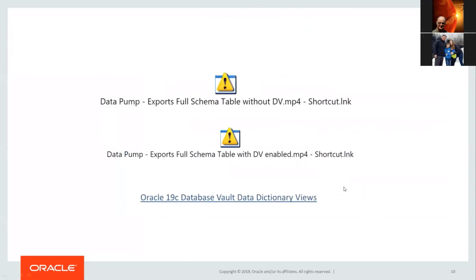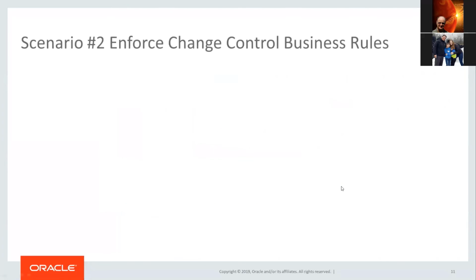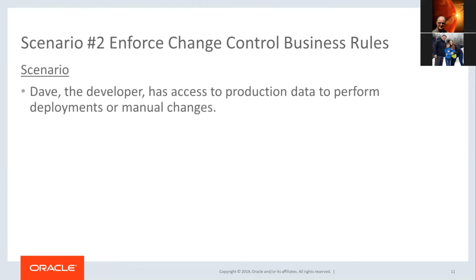All right, let's move on to our second scenario here. Our second scenario is around that change control process, right? Every company has a change control process, a change review board, a ticketing system. They've got some way that they want to control who makes changes in production and when they go into place.